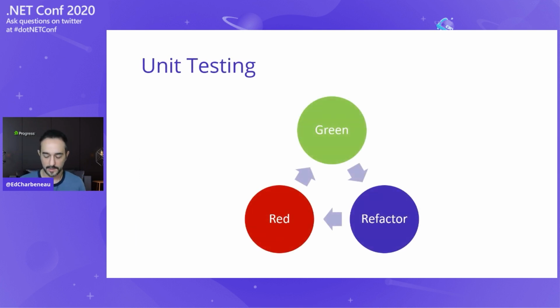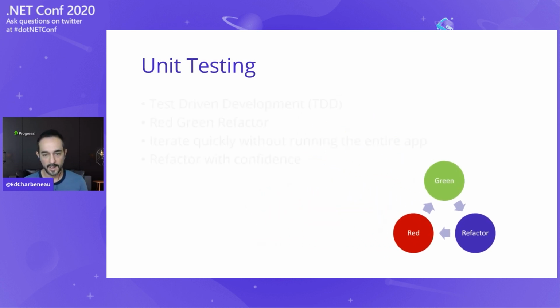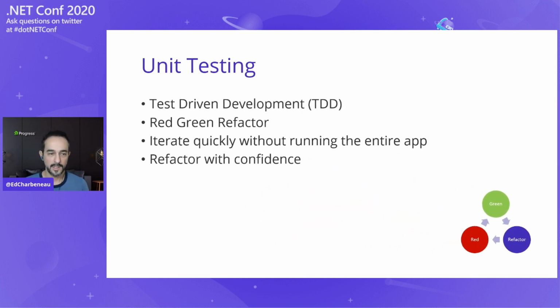So let's start with unit testing. I like unit testing because of the red-green refactor methodology. This comes from the test-driven development aspect of unit testing. And what's nice about the red-green refactor pattern is that we can iterate quickly through our application code without running the entire application. So we can focus in on a small unit of our application, run tests on it, and then we can also refactor and rewrite parts of that code with confidence because we have tests that signal to us whether they're working or not.